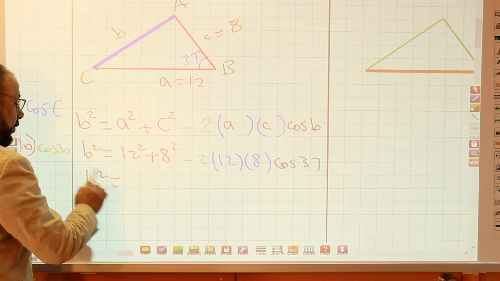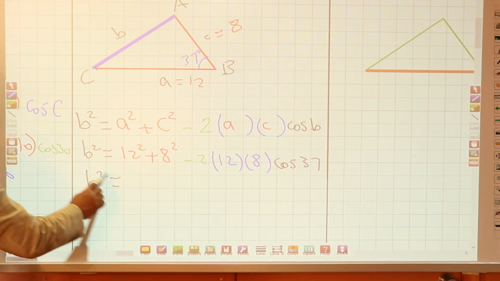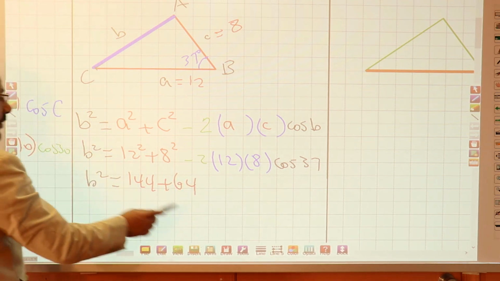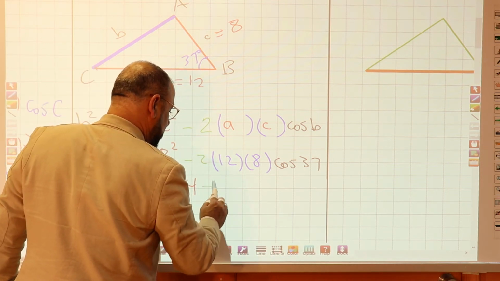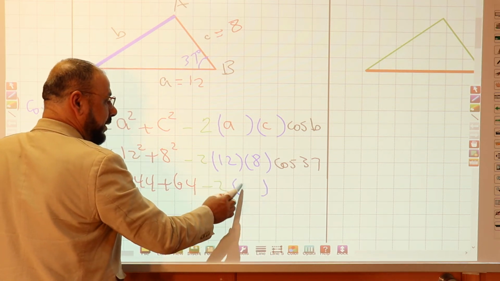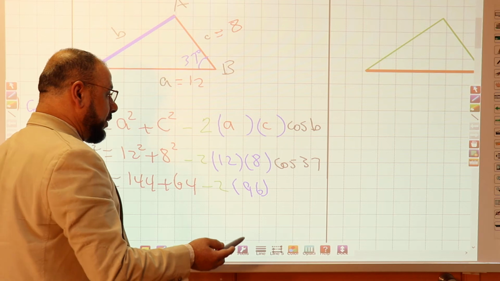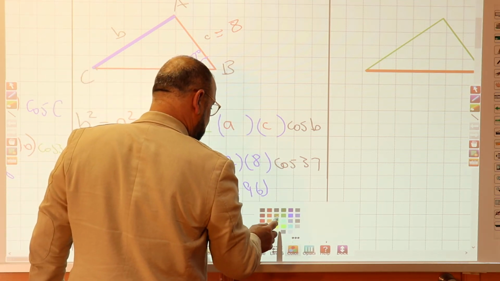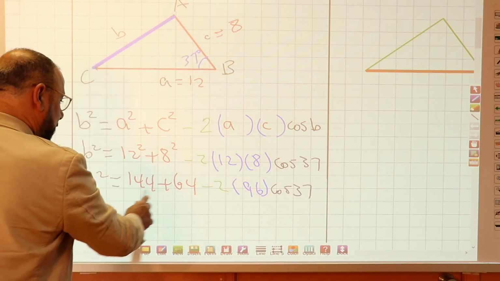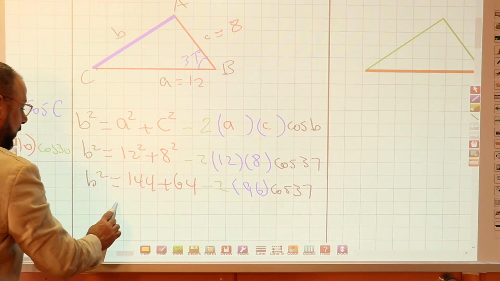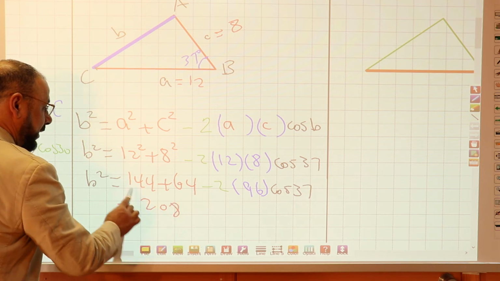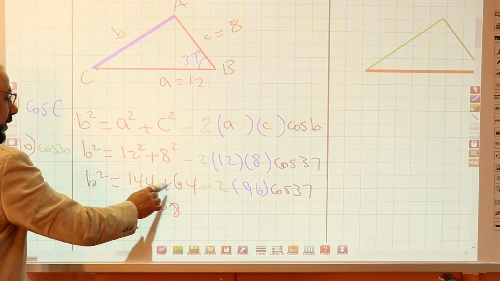B square equal 12 square, 144, plus 64, minus 2, multiply 12 times 8, 96. You can use your calculator. Cosine 37. Now use your calculator. I'm going to add these two first. 144, 208. If you add it, 140, 60, 200. 4 and 4 is 8.